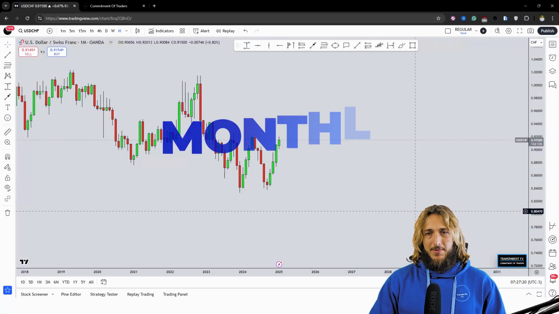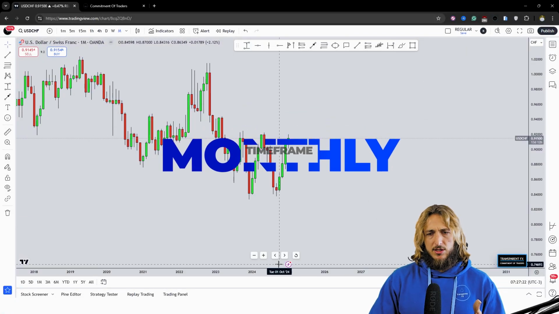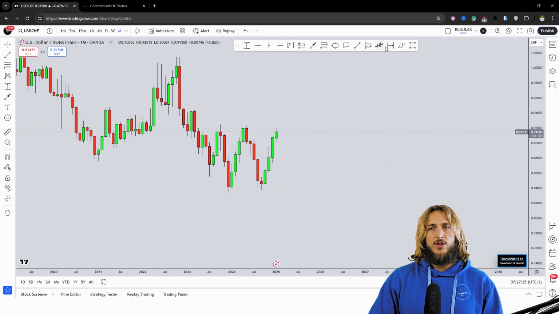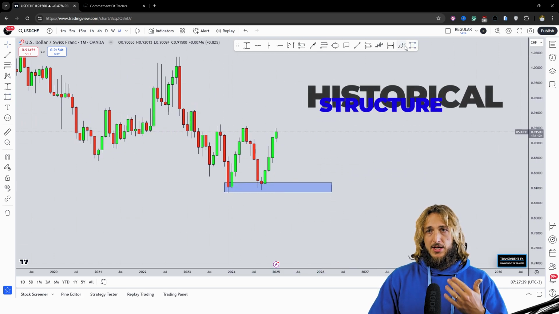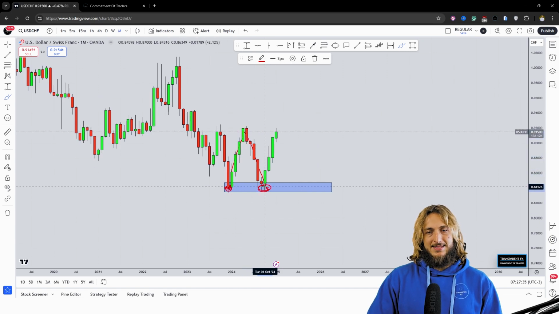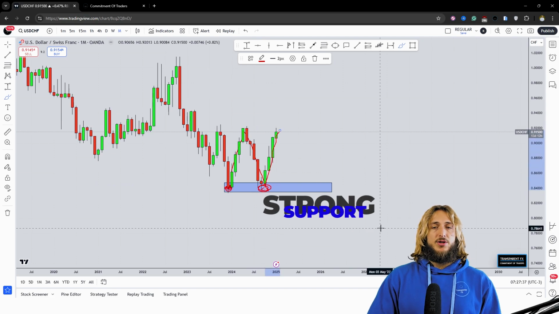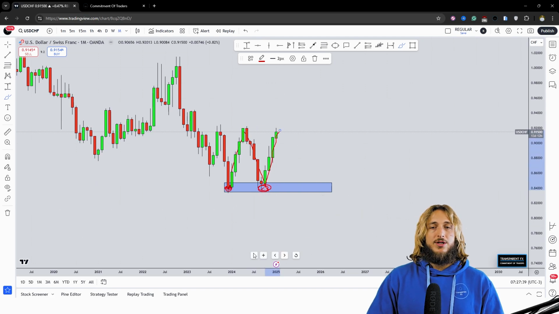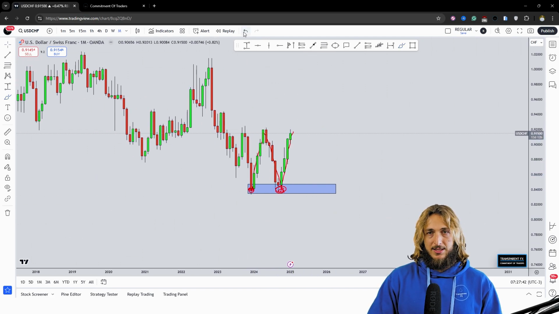Now, starting here from the monthly time frame, what we can see is that the market has just created a quite strong rejection away from a historical structure level. This zone was already acting as previous support last year. The market went and retested exactly the same level and created a rejection to the upside, as you would naturally expect in a situation like this.